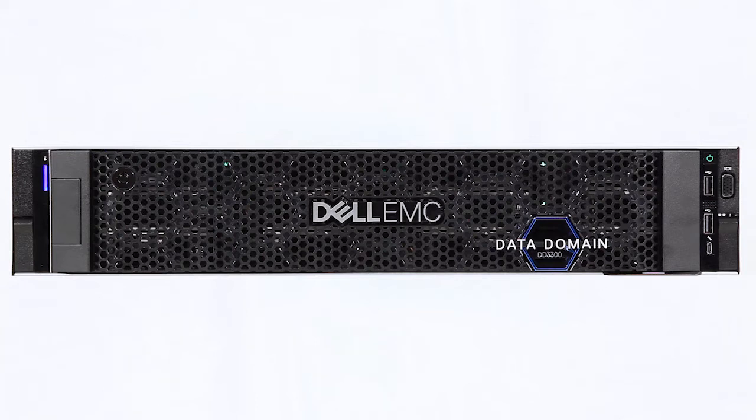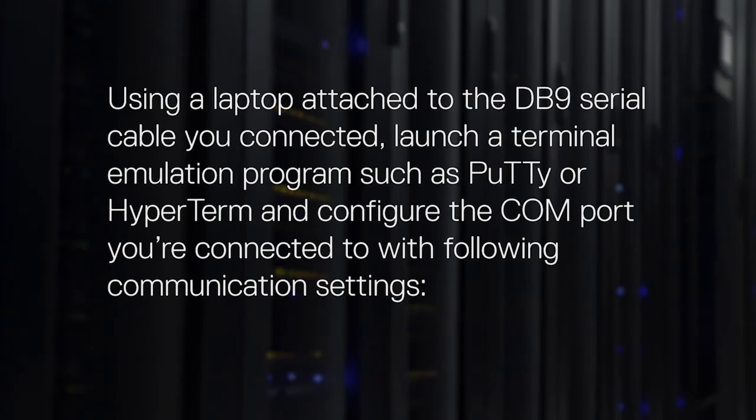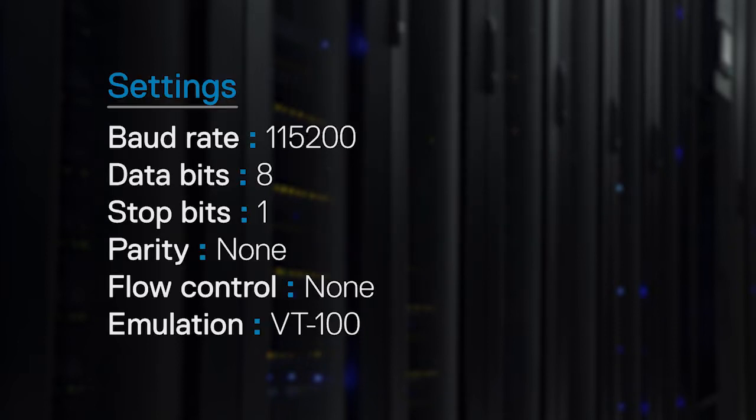From the initial start, it can take up to 5 minutes for the system to begin to send messages to the serial console. Using a laptop attached to the DB9 serial cable you connected, launch a terminal emulation program such as PuTTy or Hyperterm and configure the COM port you're connecting to with the following communication settings. Baud rate of 115,200, data bits 8, stop bits 1, parity none, flow control none, emulation VT100.